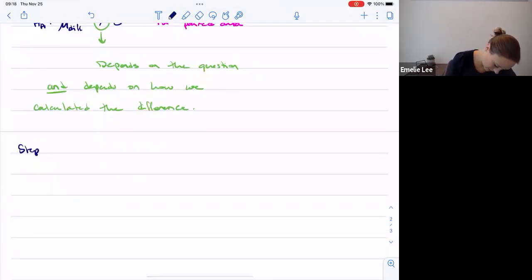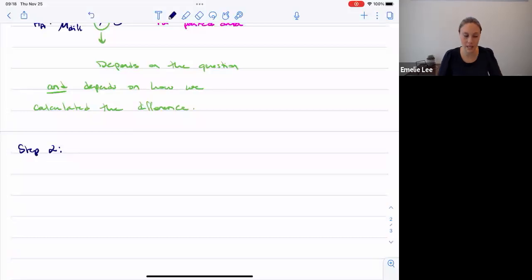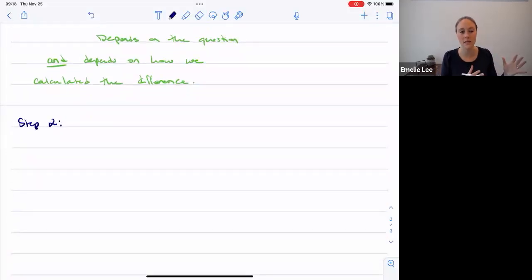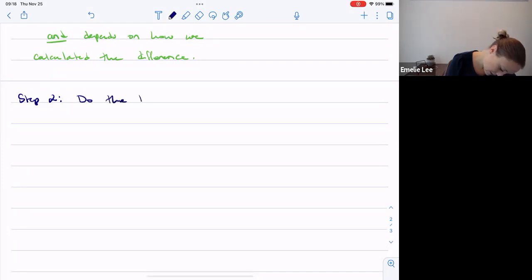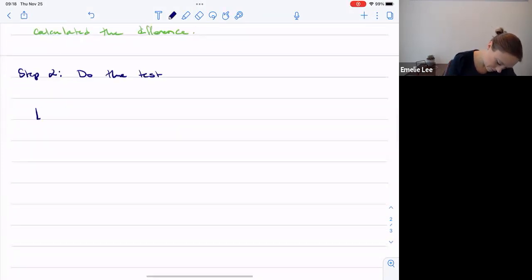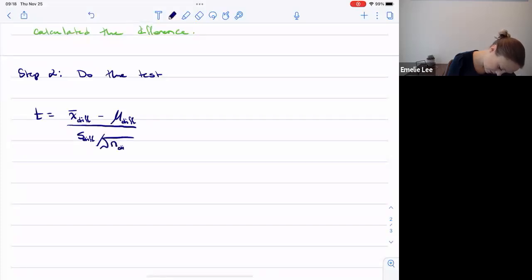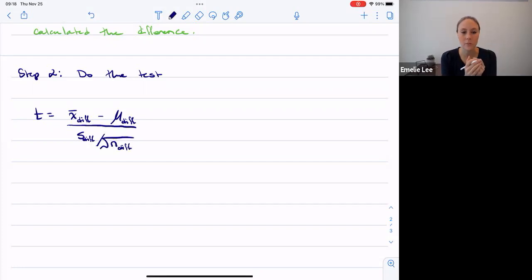Step 2, I'll put it on a fresh page here, is do the test. So we're back to a one sample mean problem, just looking at the mean difference instead of some mean compared to some value. T is X bar of the differences minus mu diff divided by S diff over the root of N diff. Right, this is the same as before. Just everything is about the differences.